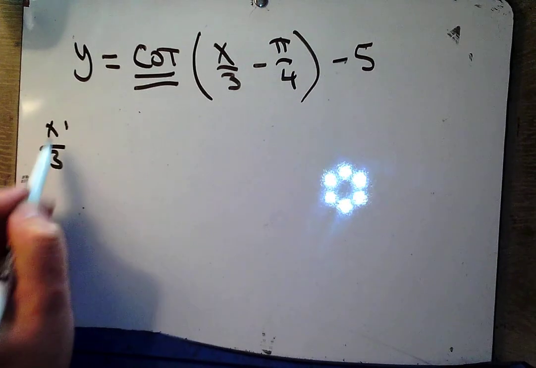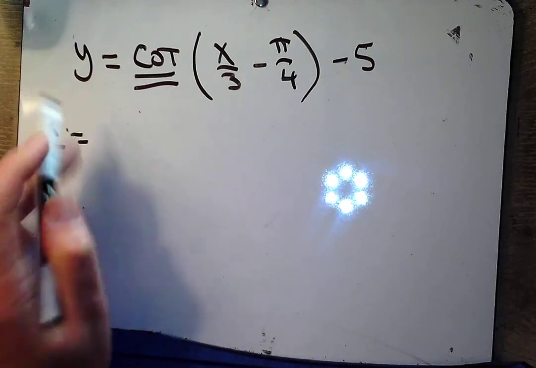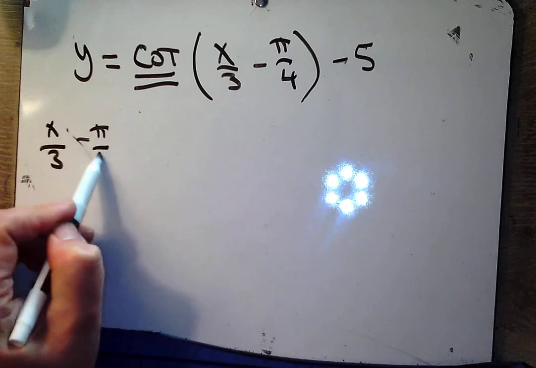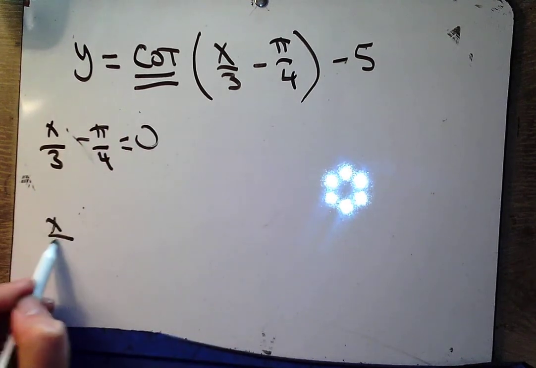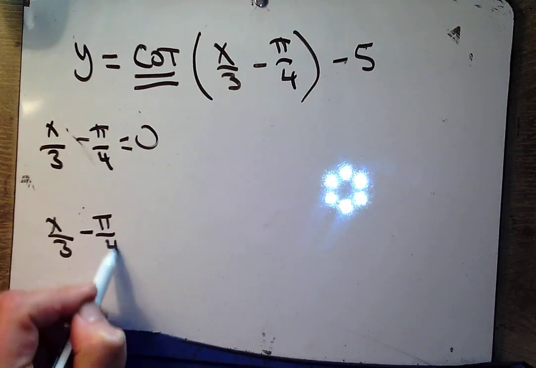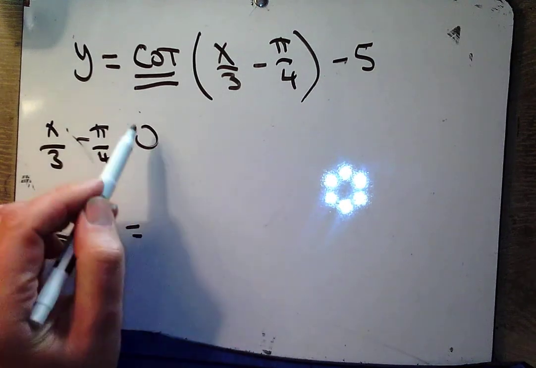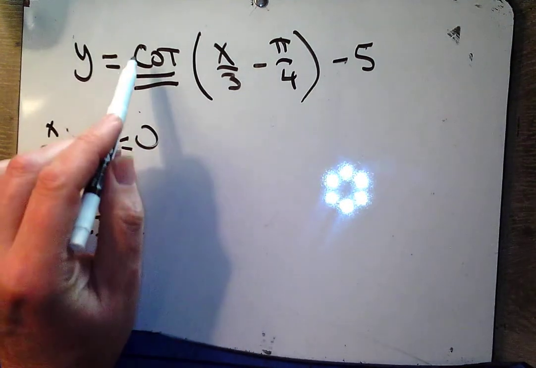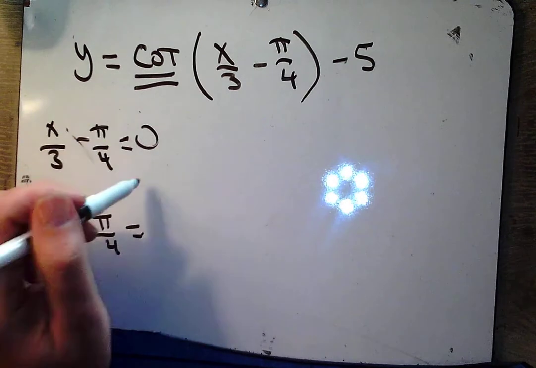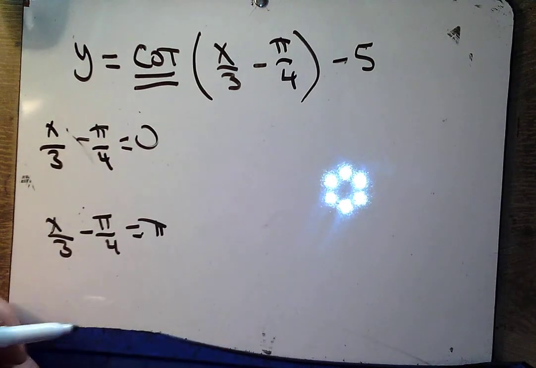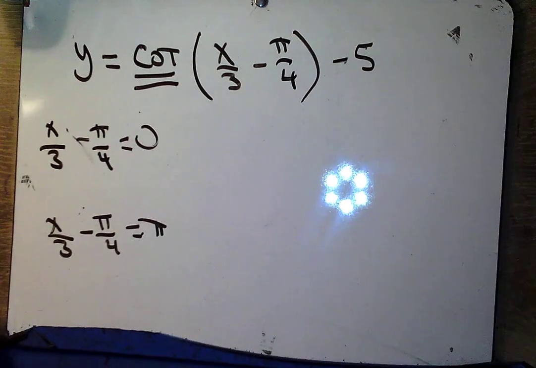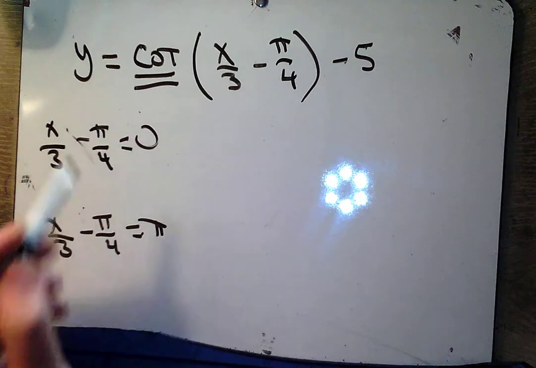Good. X over 3 minus pi over 4 equals 0. And x over 3 minus pi over 4, not 2 pi, 0 and pi. The period for tangent and cotangent is pi. Okay, so finish from here if you haven't finished already, and we'll go on.